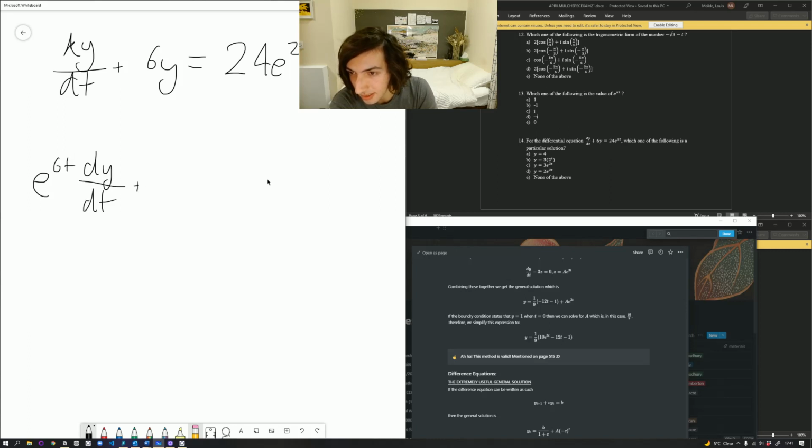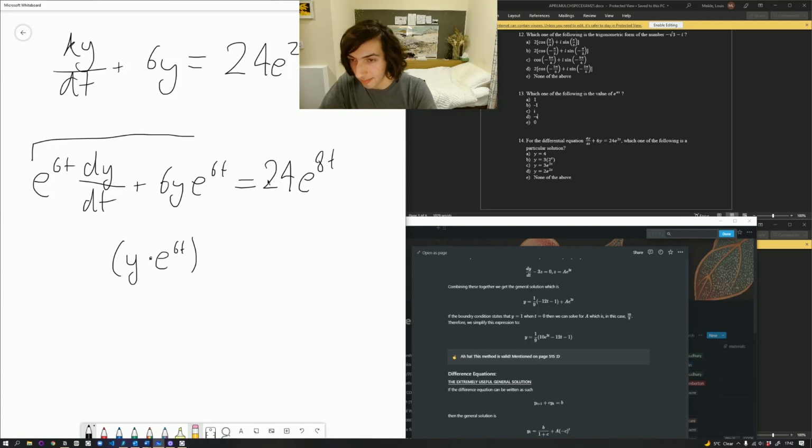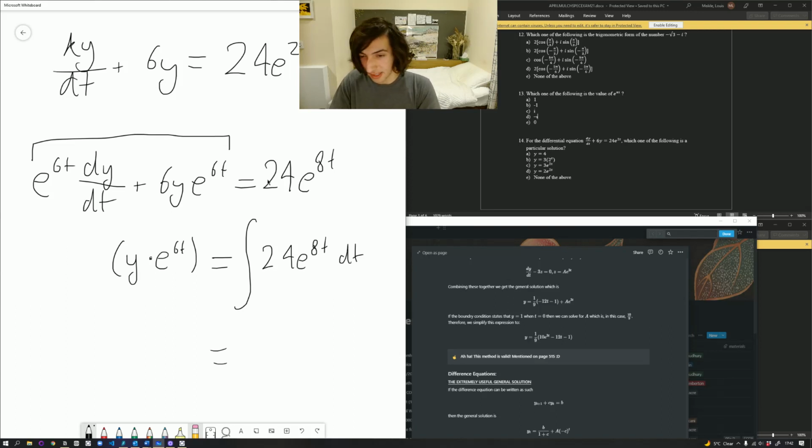So we get e^6t dy/dt plus 6y e^6t, and then you have 24e^8t, because we've added the 2t and the 6t together. Then we phrase the left side as y times e^6t, because this is essentially the product rule being represented here, and going back on ourselves allows us to bring it back up. And then we can integrate this side. So we have 24e^8t dt, and integrating this should be fairly simple. It's 3e^8t.